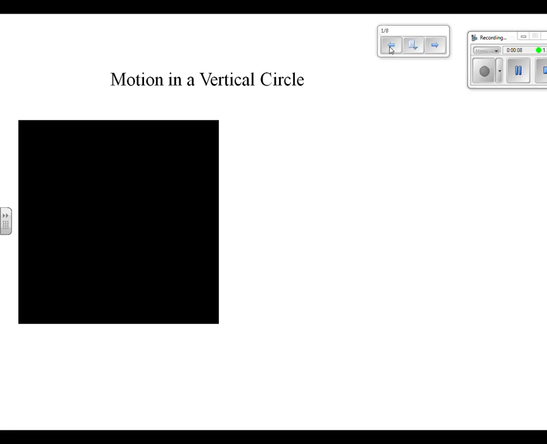Yeah, I got to fix this. Motion in a vertical circle.